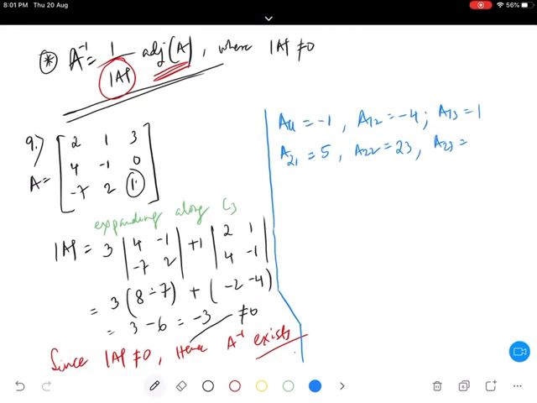4 plus, minus, then what? Acha, A31? What is A31? And what is A32? Plus 12. Acha, A33? What is A33?